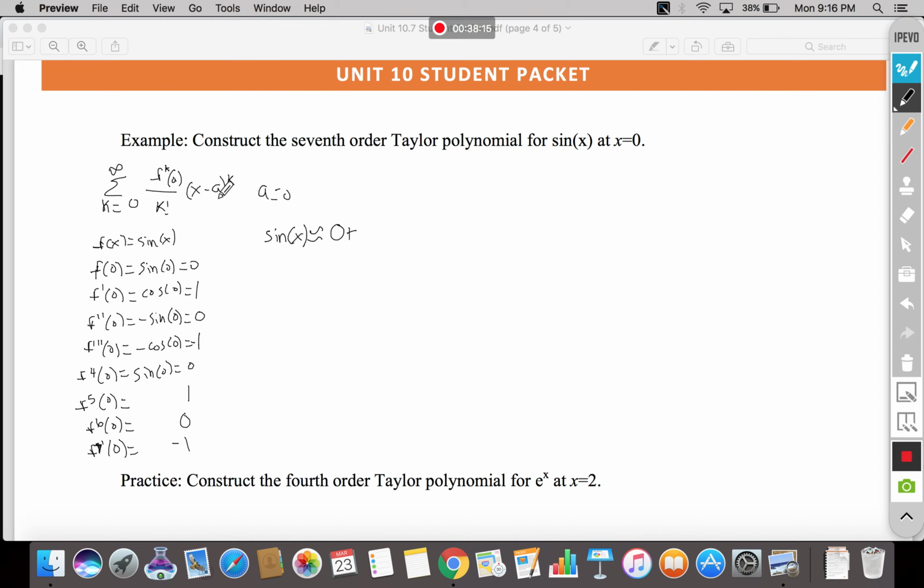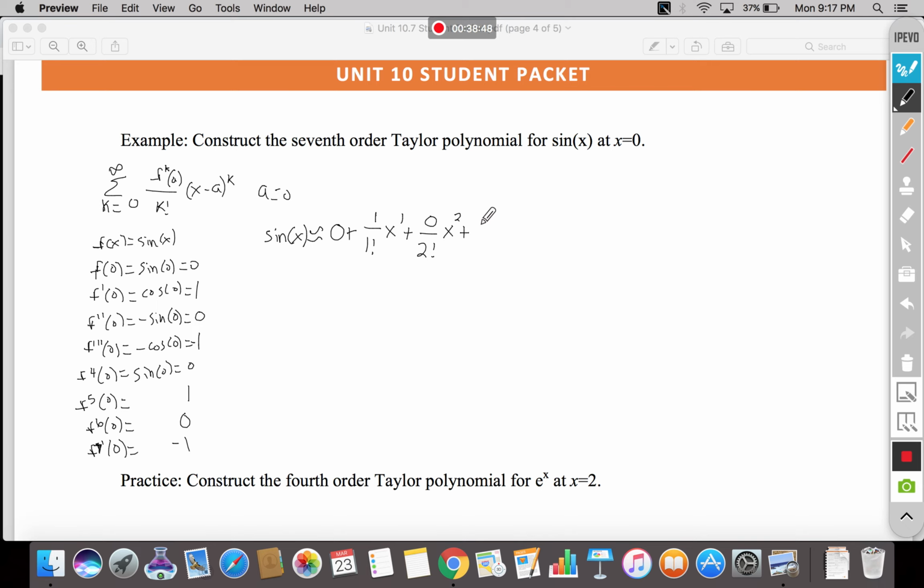Plus, I need the first derivative, which is right there. First derivative at 0, which is 1 over 1 factorial, times x minus a. So in this case, it's just x to the first power. Then I would say plus. Then I repeat the process at the second derivative level. I take the derivative, I divide it by the term I'm on factorial, and then I take x minus a, so it's x minus 0, which is just x squared, plus, I continue.